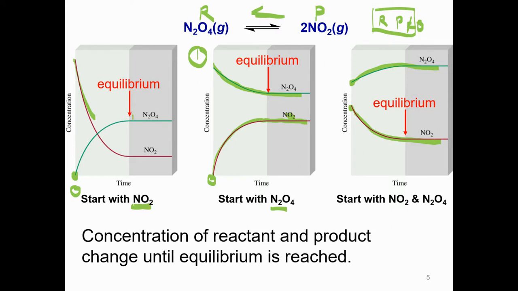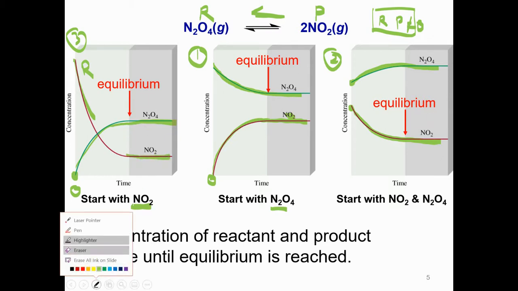Now let's look at the next one, the third one. The third one is now N2O4 becoming a product. It's still the same. N2O4 becomes product. It will slowly increase until the concentration becomes constant. Then the NO2 now becomes a reactant. It will slowly reduce until equilibrium is reached.